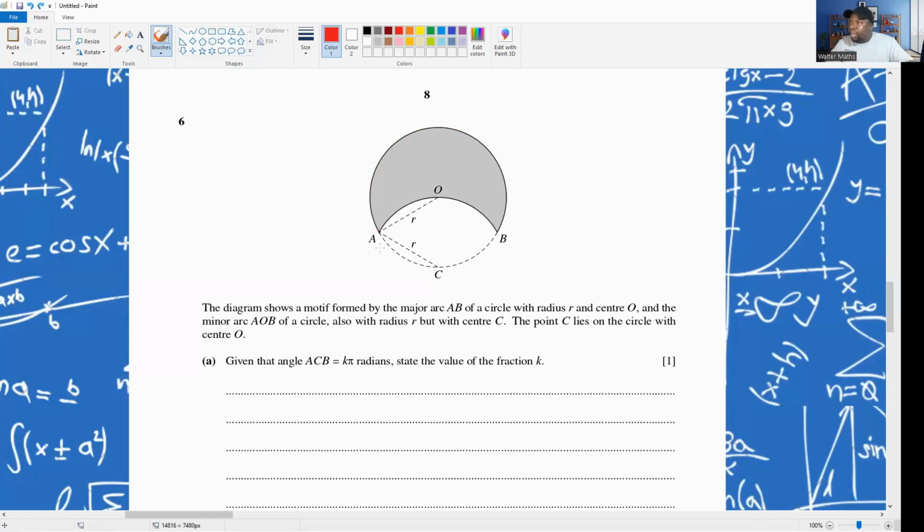And a minor arc, AOB, which is right here. And O is the center of the bigger circle, if it was complete. And we also have the radius of the bigger circle being OA, and it's equal to R. Okay, we have it all like this, and AC is equal to R.